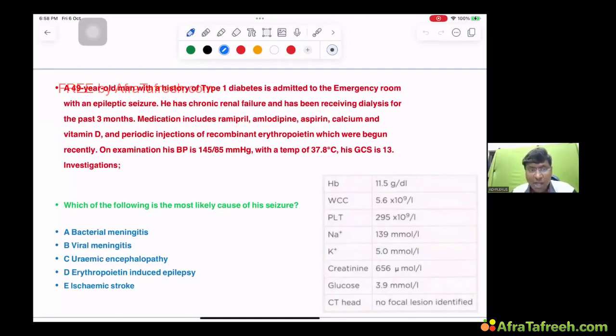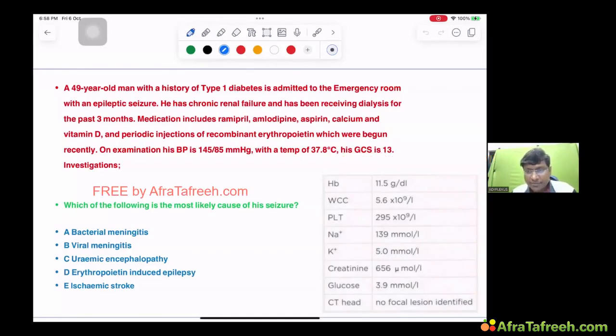Now you can ask me, how will erythropoietin cause epilepsy? That is what Hari was explaining. When you give erythropoietin, the hemoglobin level increases. That will cause polycythemia, and because of the increased viscosity, there can be decreased cerebral perfusion. Also, the GCS would be less than 13 in uremic encephalopathy. It will be something like 8 or 9, or even 7 or 8. It will not be 13. So the answer is erythropoietin-induced epilepsy, right?